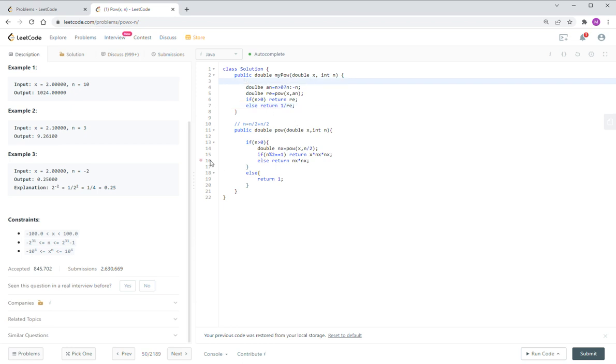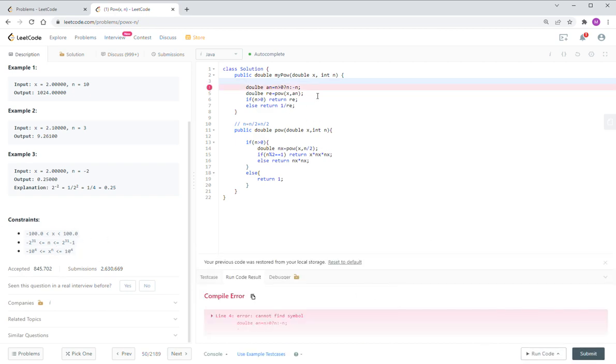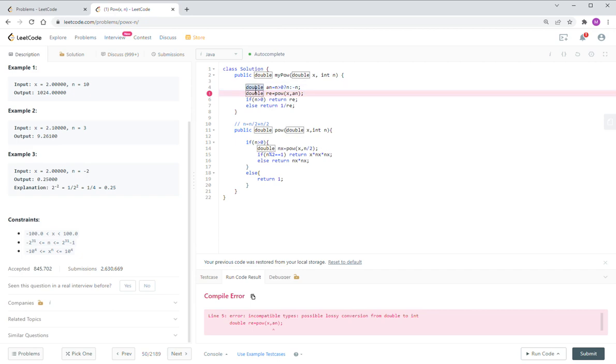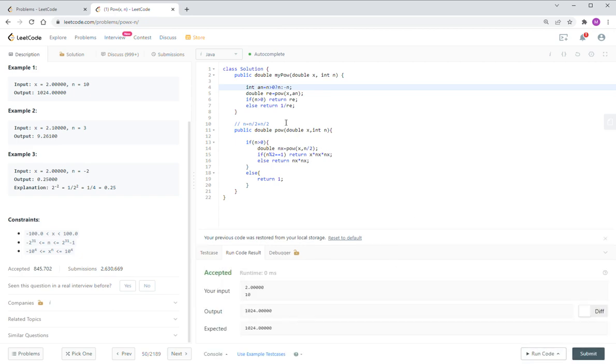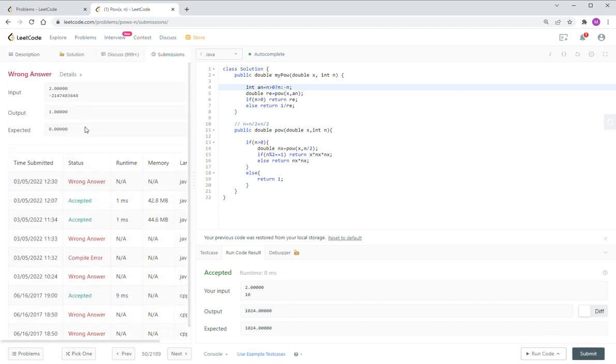However, we also need to consider some boundary values. So this code, I think, is double equal. What's wrong with that one? Okay, typo for double. This should be the int. Okay. But when we submit, we think we'll get something wrong, right? Okay. This is a boundary.